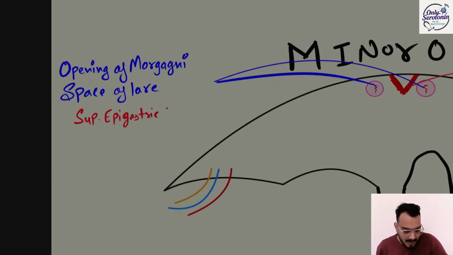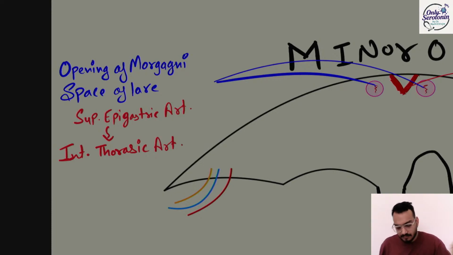And this superior epigastric artery is the branch of what, guys? It is the branch of internal thoracic artery. Done, guys. Any problem until now? I hope everything is coming out clear.